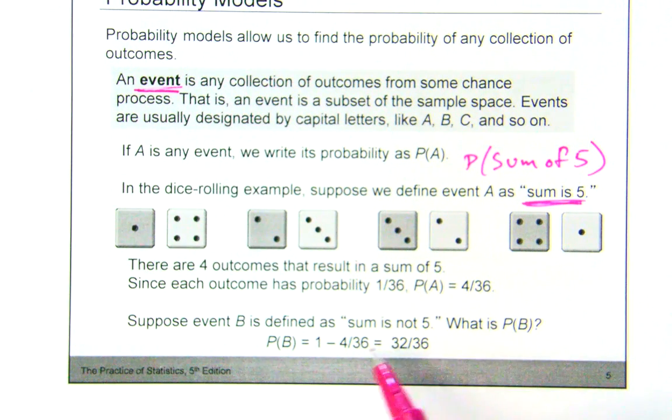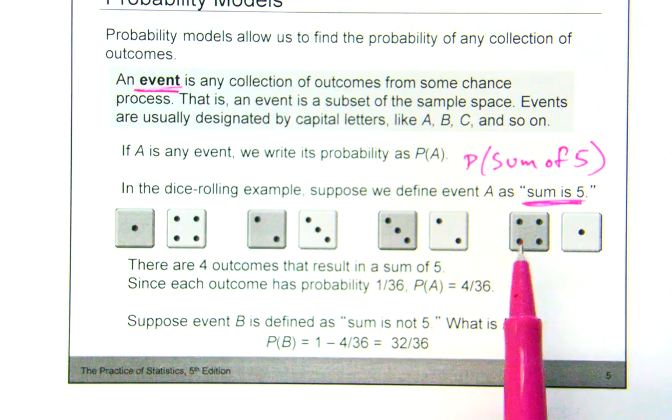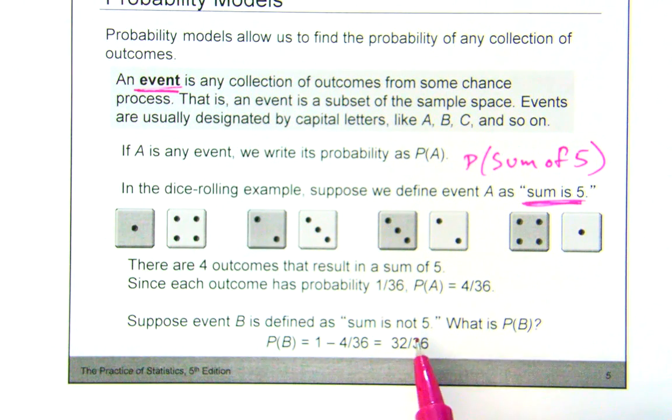The fastest way to do it is to take everything, 100%, subtract out what you know the sum of 5 actually is, which is 4 out of 36, and whatever you're left with is 32 out of 36.